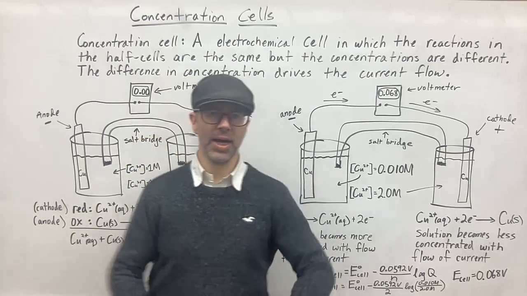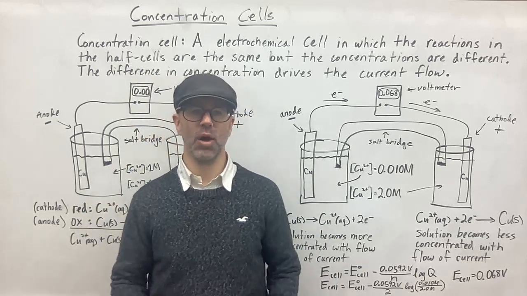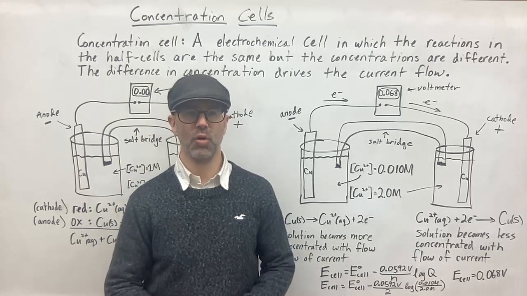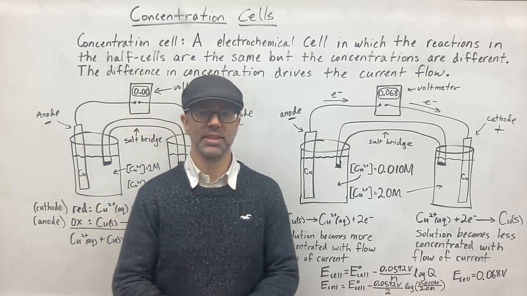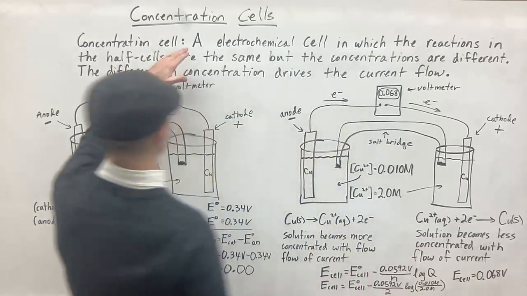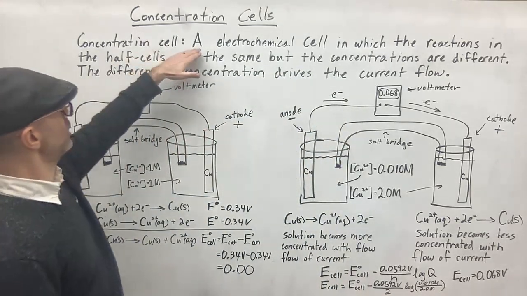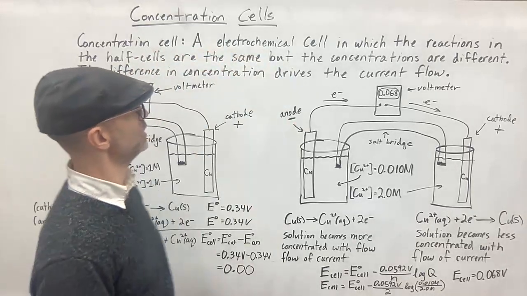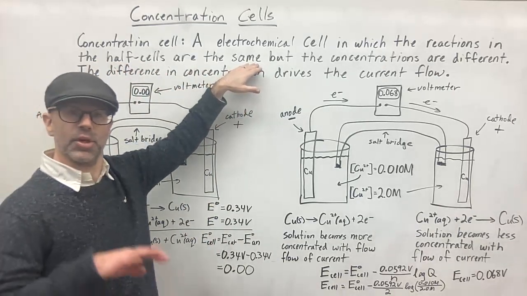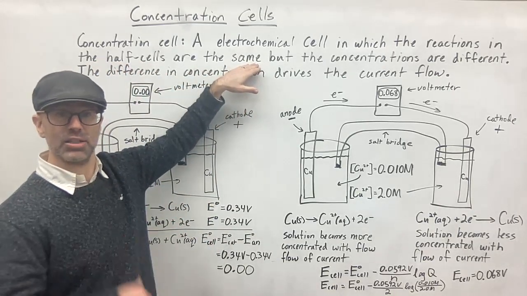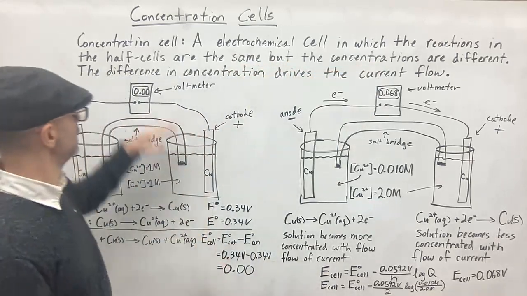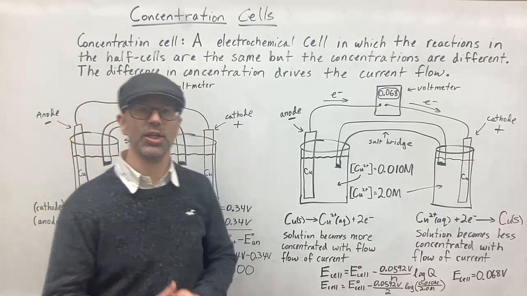As the name implies, it is a cell in which the only difference is a change in concentration of your substances in each of the half cells. So here I have a definition. It says a concentration cell is an electrochemical cell in which the reactions in the half cells are the same. They're the same, but they're in opposite directions. I'll explain that in a moment. But the concentrations are different, and it's that difference in concentration that's driving the current flow.